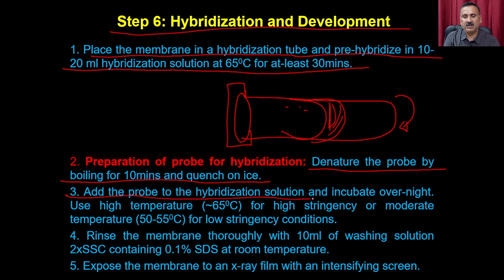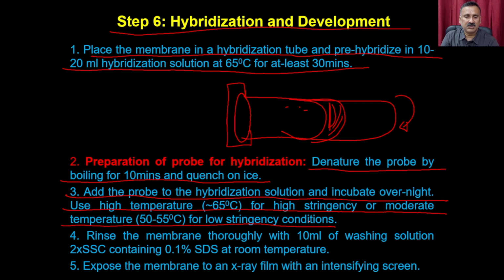Add the probe to the hybridization solution and incubate overnight. Use high temperature for high stringency or moderate temperature for low stringency. Depending upon the non-specific interactions and the pattern of the DNA bands after the Southern blotting, you can either increase or decrease the temperature, so that in this particular step you can increase the stringency.